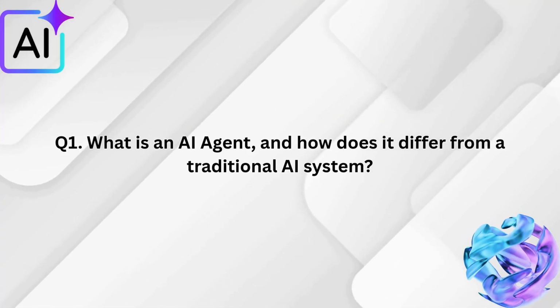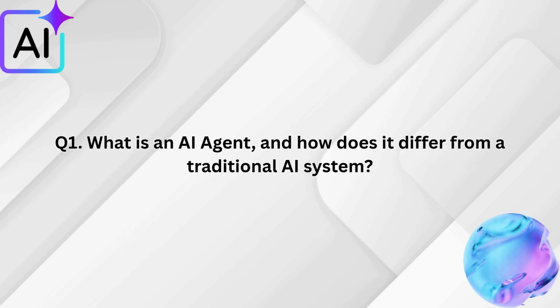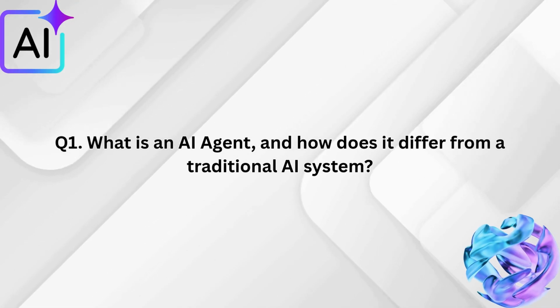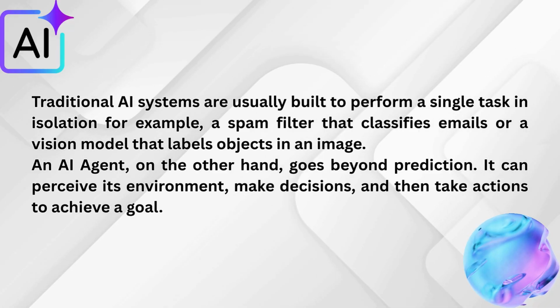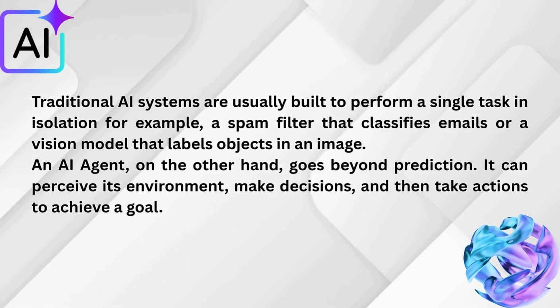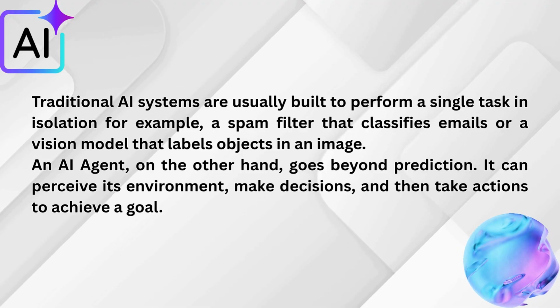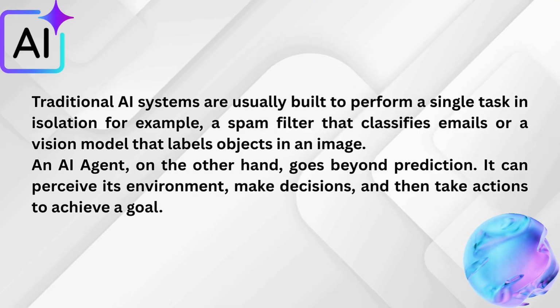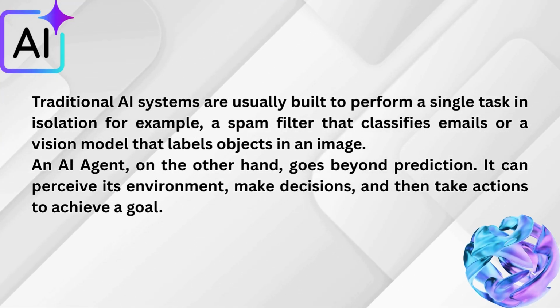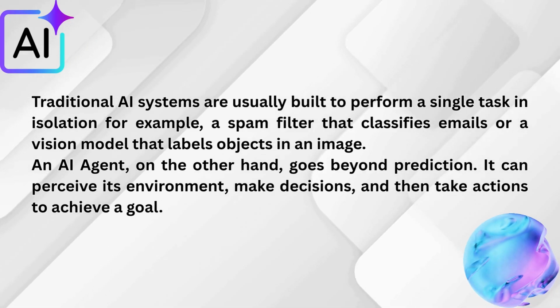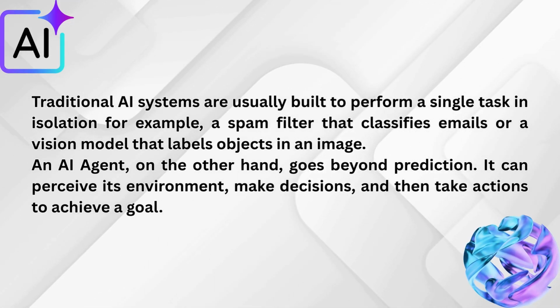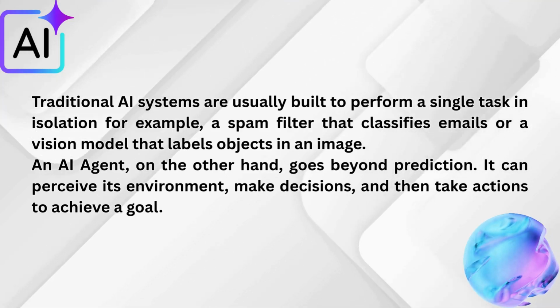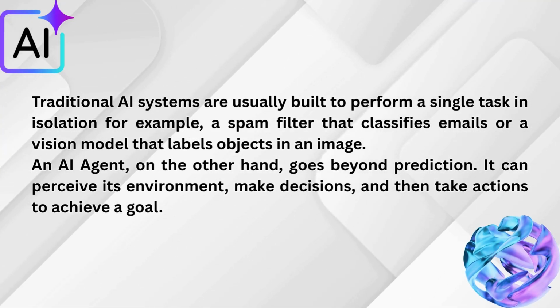What is an AI agent, and how does it differ from a traditional AI system? Traditional AI systems are usually built to perform a single task in isolation. For example, a spam filter that classifies emails or a vision model that labels objects in an image. An AI agent, on the other hand, goes beyond prediction. It can perceive its environment, make decisions, and then take actions to achieve a goal.